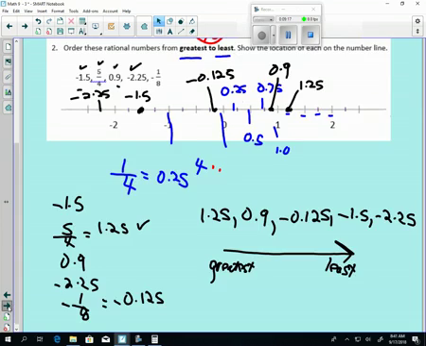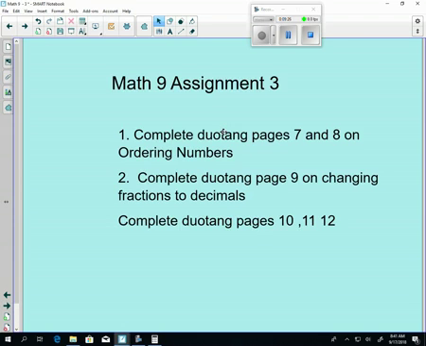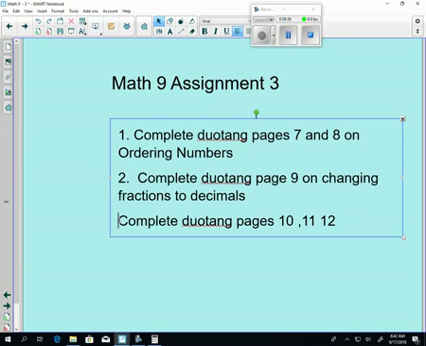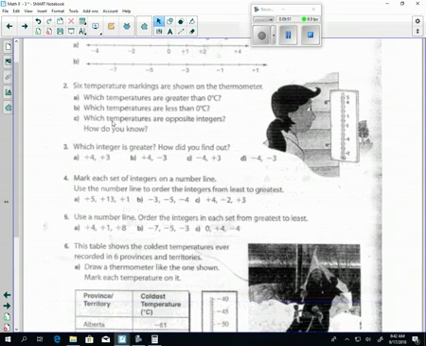So today you're going to be working on some duotang pages which I have printed off. We have 2 of them, 7 and 8, on ordering numbers. We have duotang page 9 on changing fractions to decimals. And we also have another practice sheet, 10, 11, 12. They should be looking like this. There's number 7, working with rational numbers from least to greatest, or greatest to least.